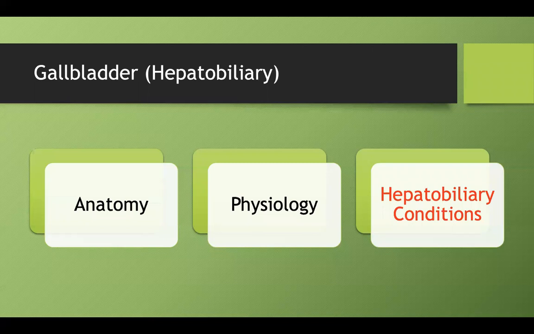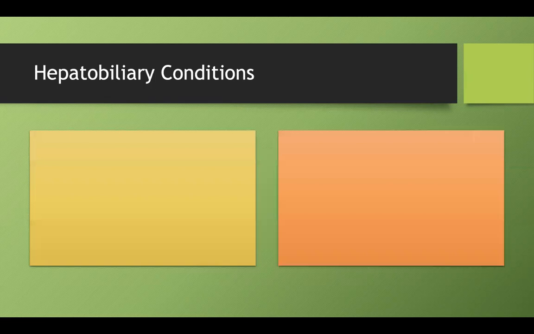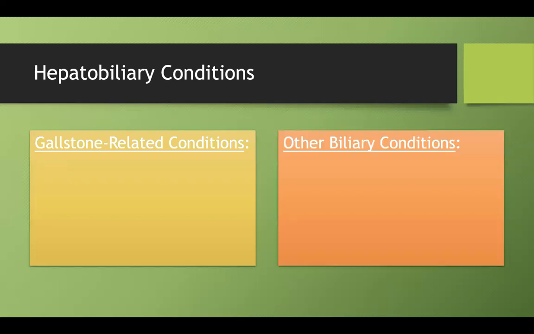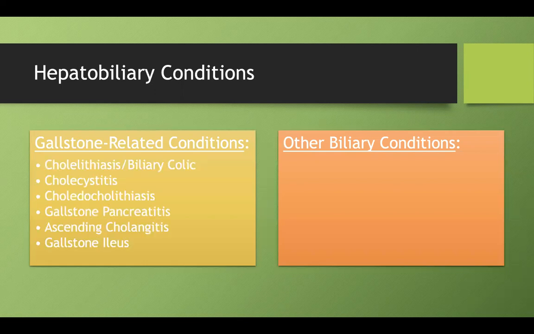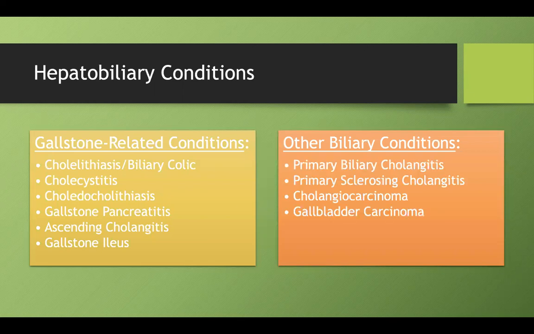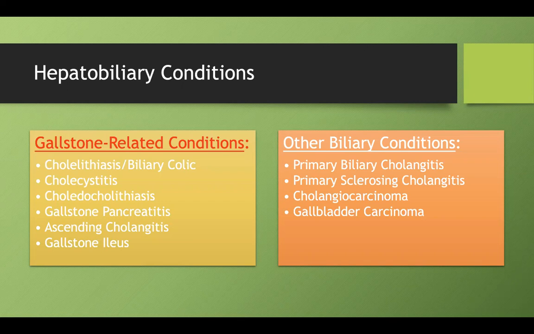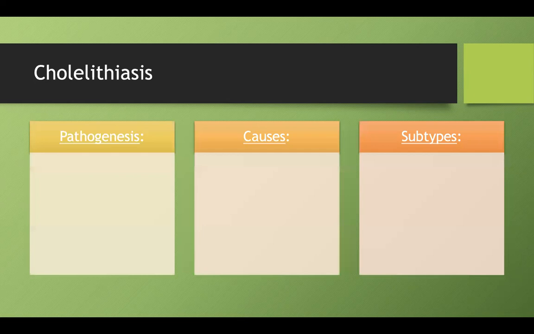Now that we've gone over both the anatomy and physiology of the gallbladder and bile ducts, let's talk about several conditions. And I've broken this down into two categories. We're going to talk about all the conditions related to gallstones, and then we'll go over all the other conditions affecting your bile ducts that aren't necessarily gallstone related. So here's all our gallstone related conditions that we're going to go over. And here's the other ones. And so let's start with each of these because they're all related in some way. So it's quite simple once you have this framework in place.